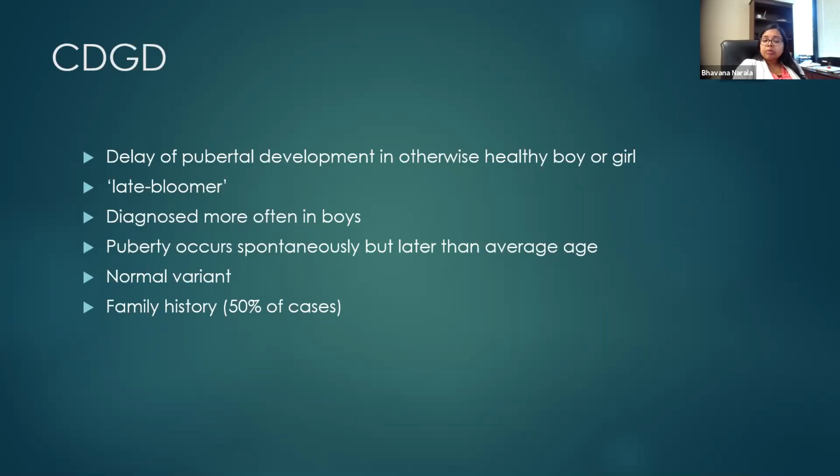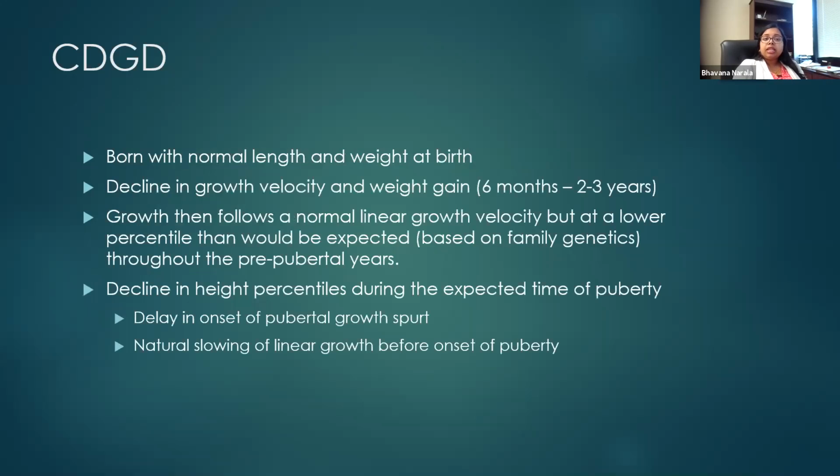Puberty does occur spontaneously, but later than average age, and it is a normal variant. And like I said, in 50% of the cases, there's usually a family history. These kids are born with normal length and weight at birth. There is a decline in growth velocity and weight gain from around 6 months to 2 to 3 years of age, right? Then growth follows a normal linear growth velocity, but at a lower percentile than would be expected based on family genetics throughout the prepubertal years.